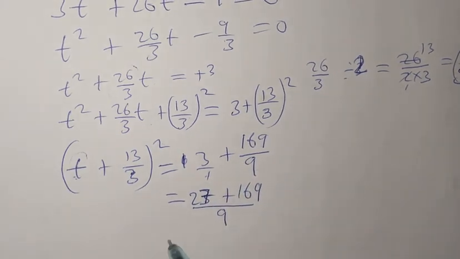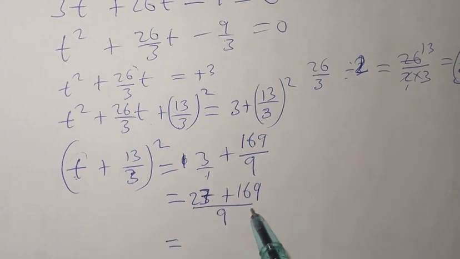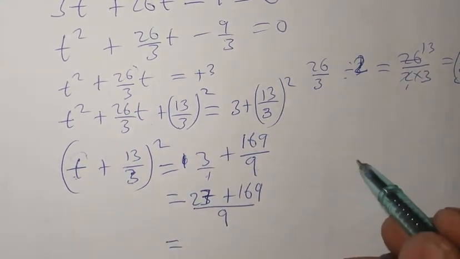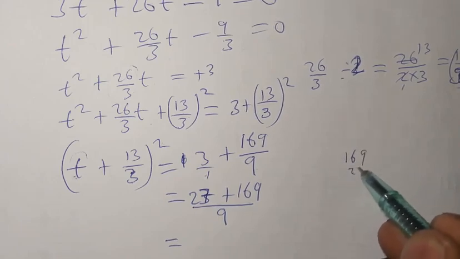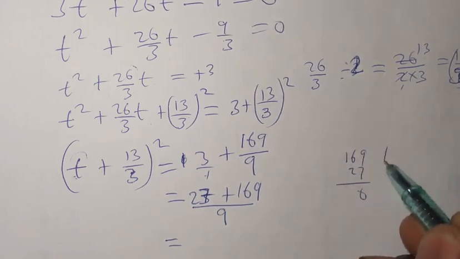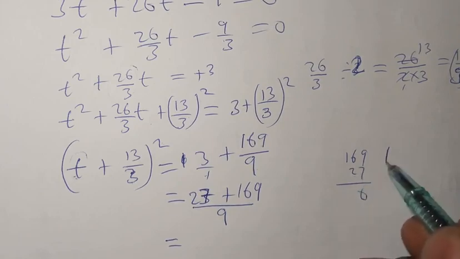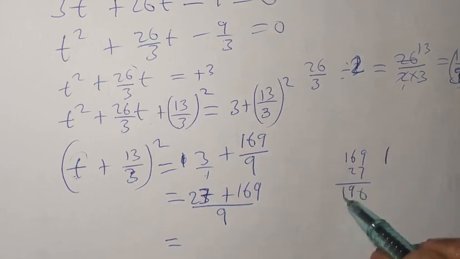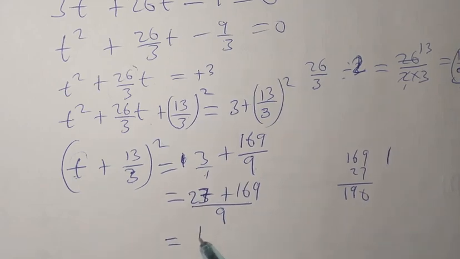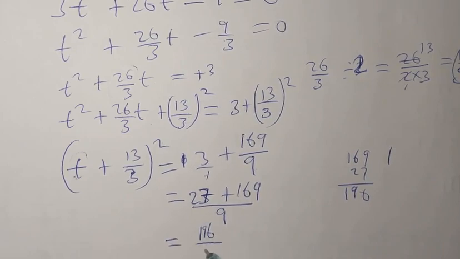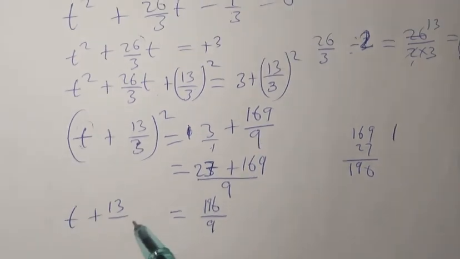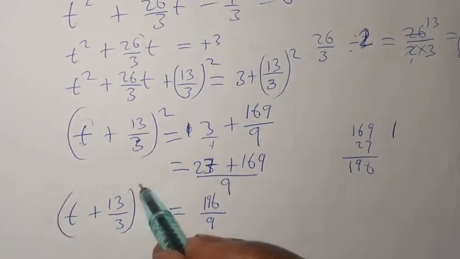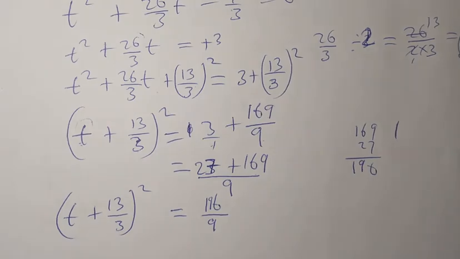So this is the same thing as when we sum this together, we will have 169 plus 27. This is 6, carry 1. This plus this is 8 plus 1 is 9, and then we have 1 down. So this will give us the same thing as 196 over 9. That is, (t plus 13 over 3) squared is equal to this.